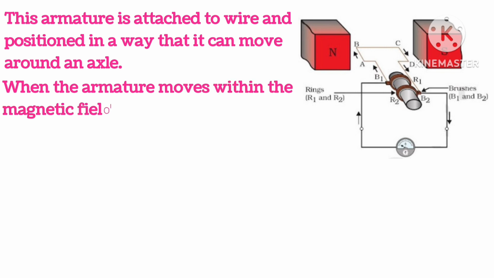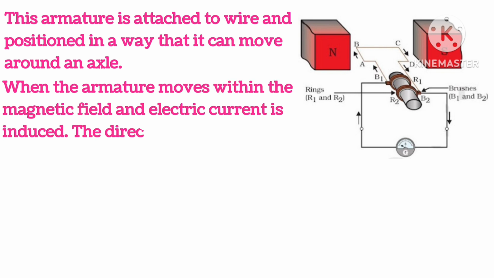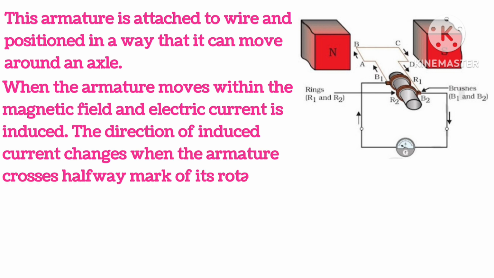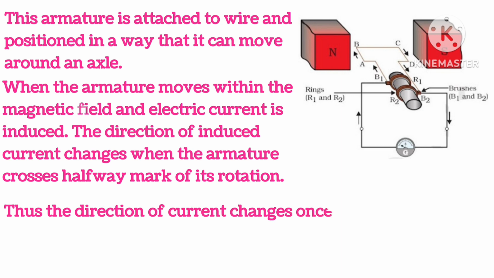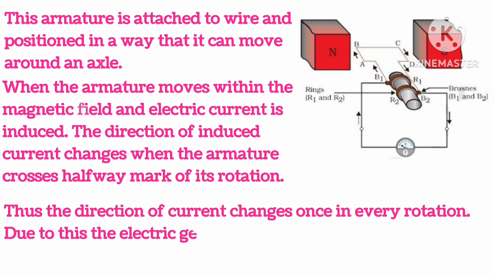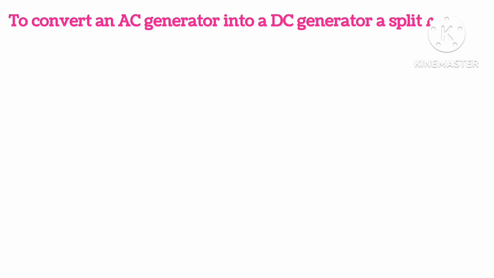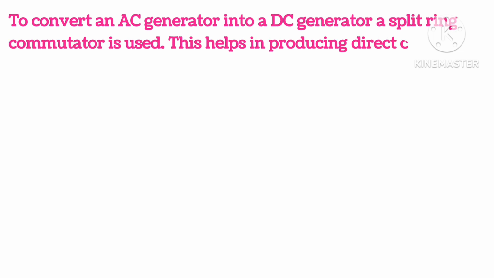When the armature moves within the magnetic field and electric current is induced, the direction of the induced current changes when the armature crosses the halfway mark of its rotation. Thus the direction of current changes once in every rotation. Due to this, an electric generator usually produces alternating current, that is AC. To convert an AC generator into a DC generator, a split ring commutator is used, which helps in producing direct current.